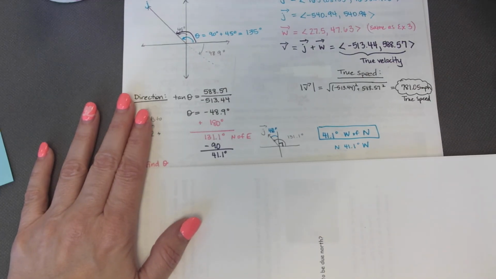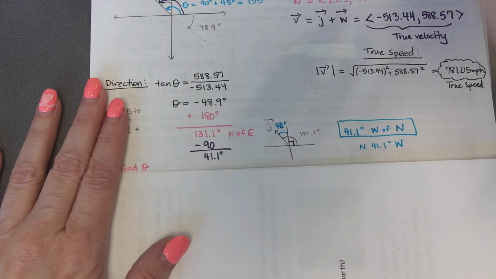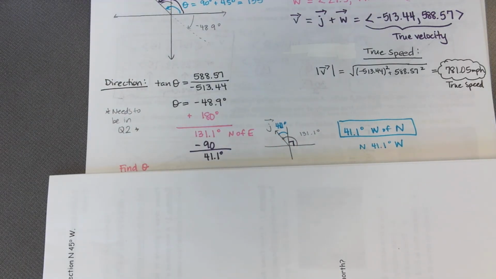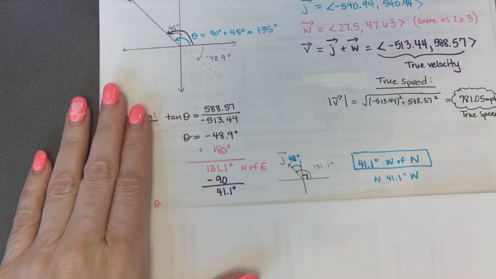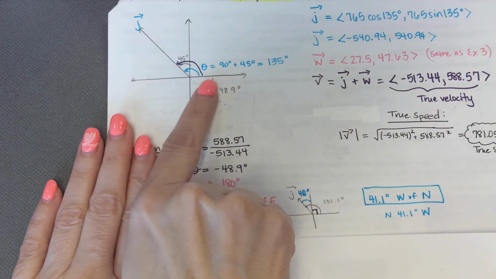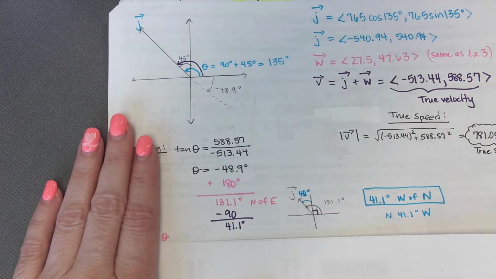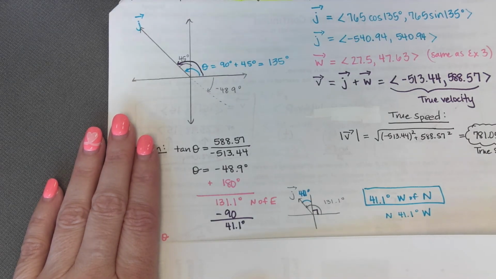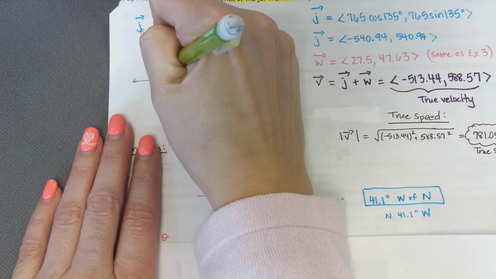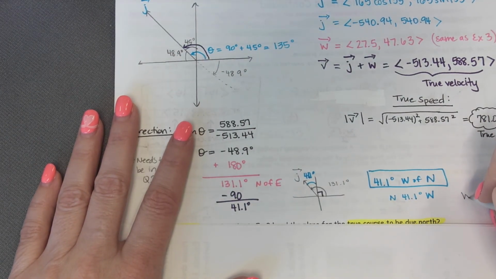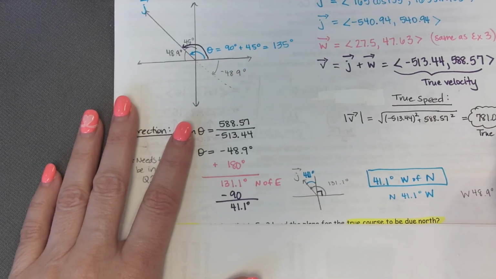So if you take 131.1 and you subtract 90, you're going to get the jet going in this direction, which you can call 41.1 degrees west of north. You can do north 41.1 degrees west. Or did any of you use the vertical angles here? If you know that this is negative 48.9, using your vertical angles, we know that this is 48.9 degrees here. And for that one, you could say you're going west, 48.9 degrees north.